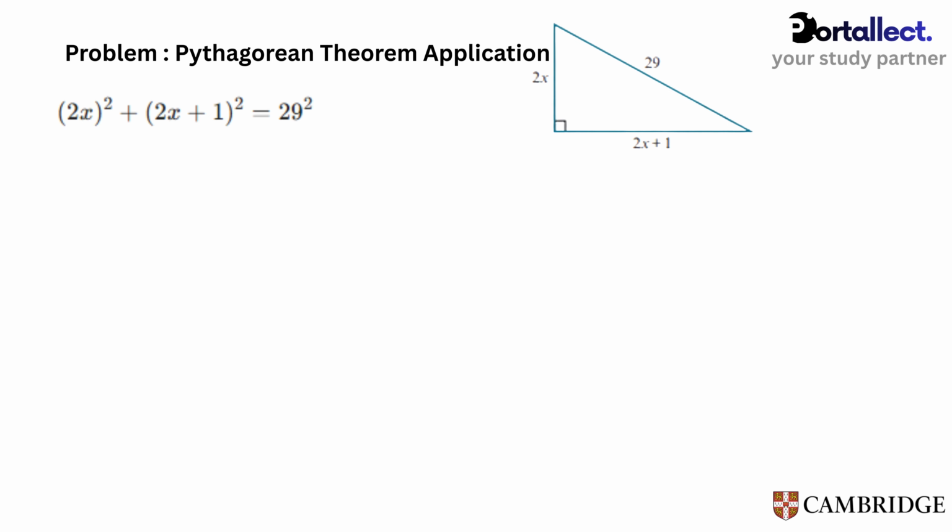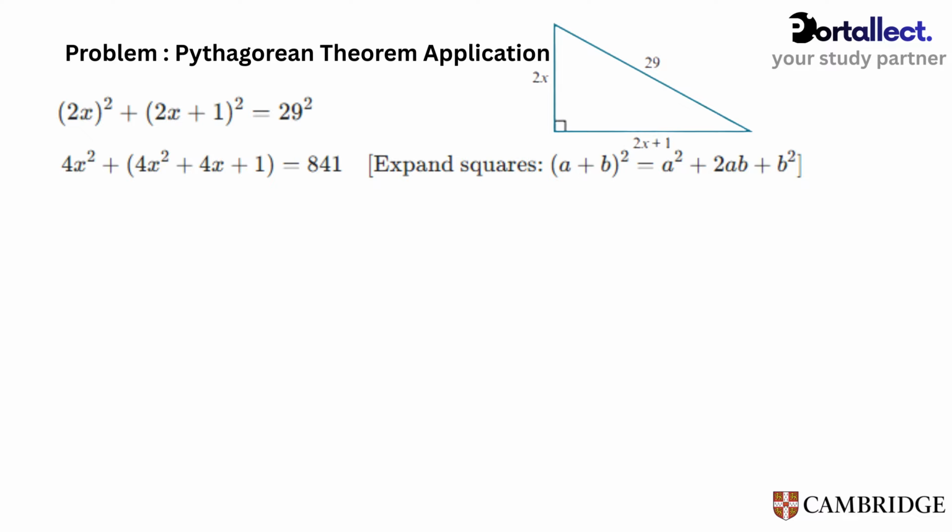A squared plus b squared equals c squared. We plug in our given sides to get the equation. The quantity 2x squared plus the quantity 2x plus 1 squared equals 29 squared. First, let's expand these squares.